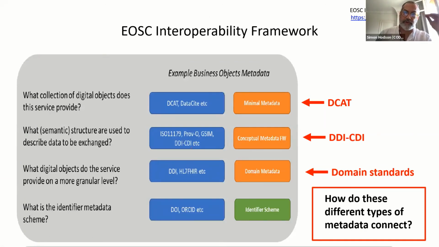Two slides to show where I think the niche for DDI-CDI is. This is taken from the EOSC interoperability framework and a fairly recognizable, familiar metadata hierarchy, the discovery metadata, DCAT, also the domain standard metadata with detailed information about variables, and DDI-CDI fitting along with other metadata specifications in that middle space of conceptual metadata or structural metadata to help data integration.